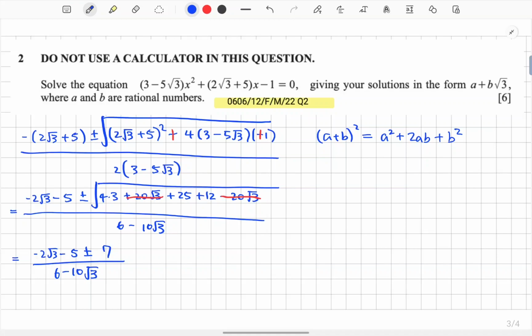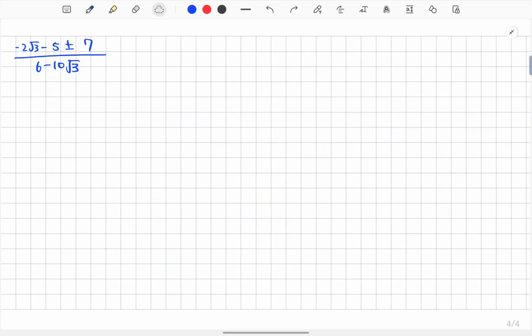And the square root of 49 is 7. The expression here is in fact our solution, but it is irrational. We need to rationalize it. And the question requires the form a plus b root of 3. Now we'll proceed with our solution and simplify it into the required form. The plus version of it will be negative 2 root of 3 minus 5 plus 7 all over 6 minus 10 root 3. And the minus 5 plus 7 here can be simplified into plus 2.